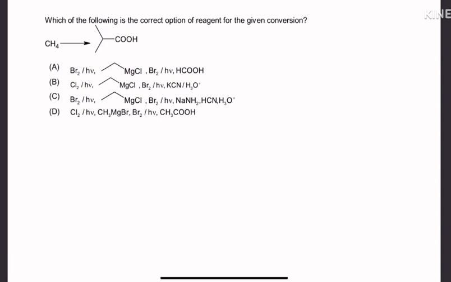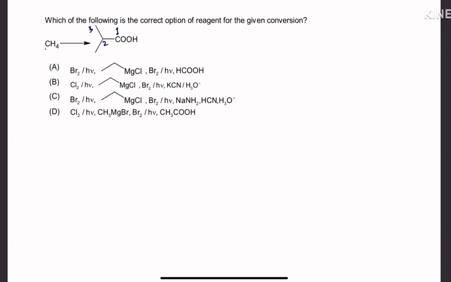Coming to the next question. There is a CH4, and there is a fourth option, and if I treat it with these four reagents, finally it will form the final product. This final product will be 2-methyl propionic acid.